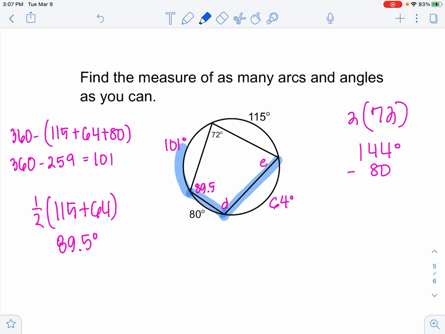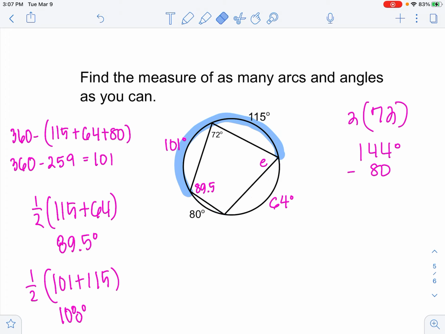All right, I'm going to do D next because I'm going to stick with alphabetical order. Here's D. It goes from here to here. So I'm going to do 101 plus 115, and since it's an inscribed angle, I'm going to take half of that. 101 plus 115, and then half of that, and I get 108 degrees. So angle D is 108 degrees.